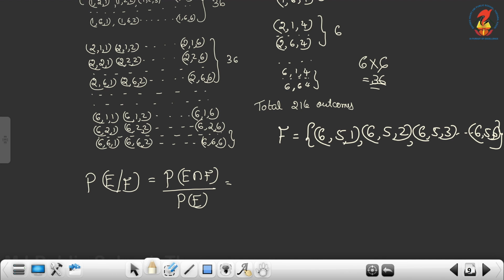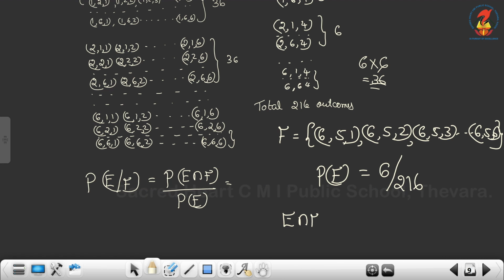The first 2 elements must be 6 and 5. So there are 6 elements in F. So P of F means 6 out of what? Out of 216. That is total number of outcomes, which is the random experiment, that sample space, that element you have to take as denominator. Okay.